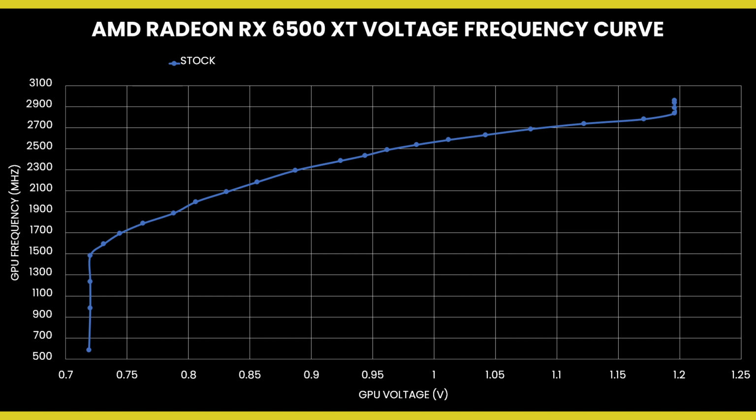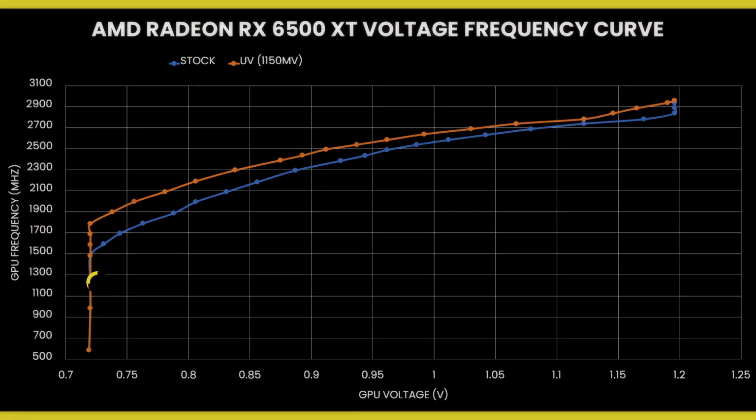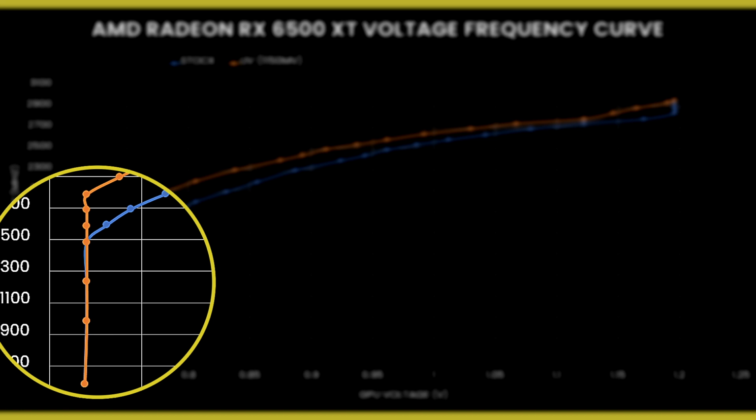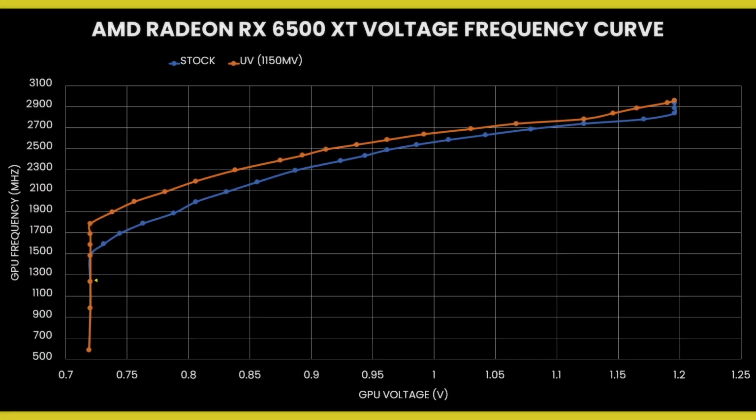Reducing the Vmax value negatively offsets the entire voltage frequency curve by a certain amount. To demonstrate this behavior, I again charted the voltage frequency curve, but this time with 1150 mV Vmax. I want to focus your attention on four things. First, you can see that the minimum voltage of 720 mV at the lower end of the voltage frequency curve, up to 1500 MHz, is not affected by the negative voltage offset. That's because there is a lower limit for the GPU voltage of 720 mV.